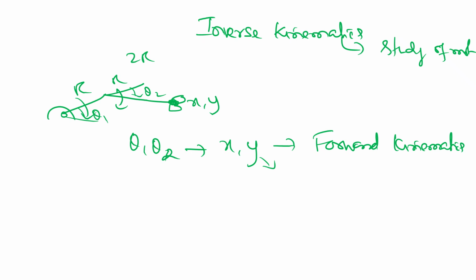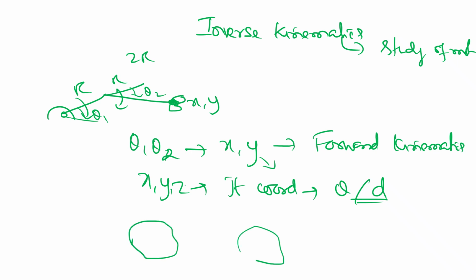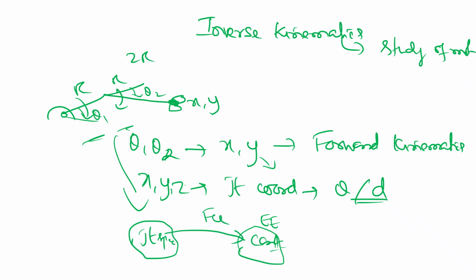Inverse kinematics is the reverse. If you give XY coordinates, or XYZ coordinates, then the inverse kinematics formulation will help you to find the joint coordinates. Joint coordinates are theta or prismatic values. Pictorially, we can represent it like this. Here is joint space, and this is Cartesian space, which means end effector space. There are two spaces. If you move from joint to Cartesian, that is forward kinematics. If you move from Cartesian to joint, that is inverse kinematics.